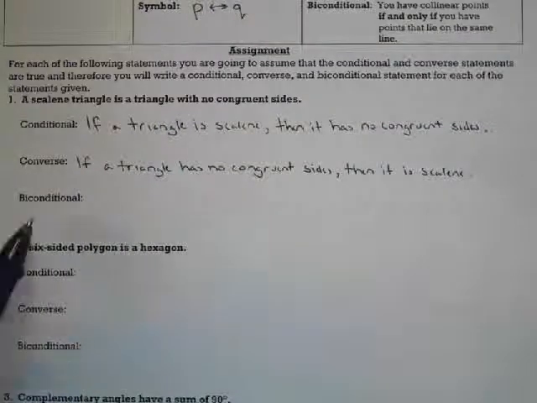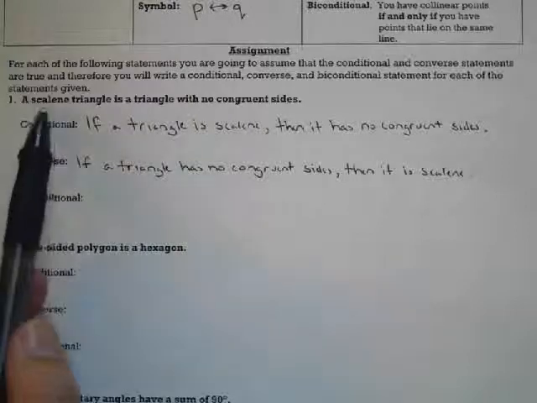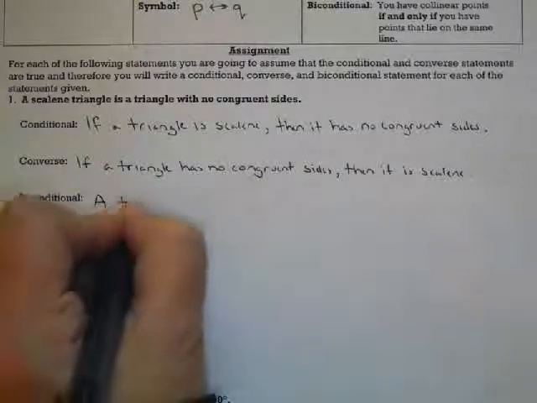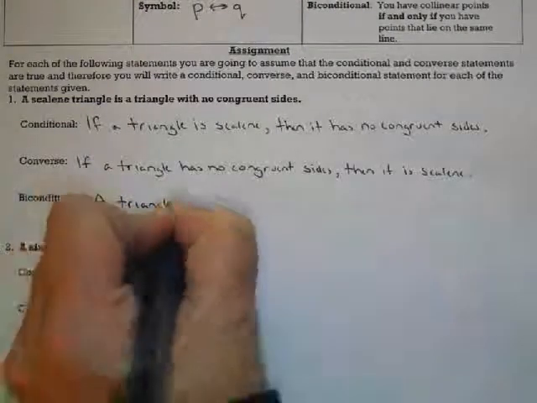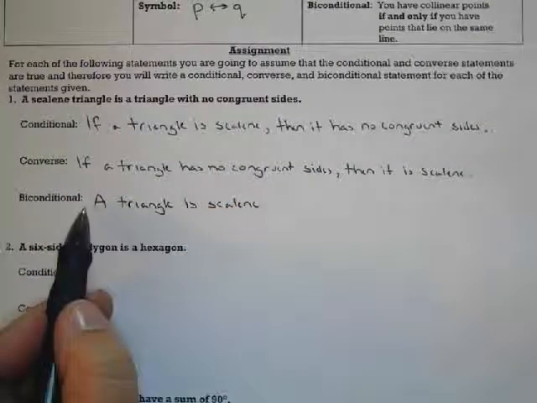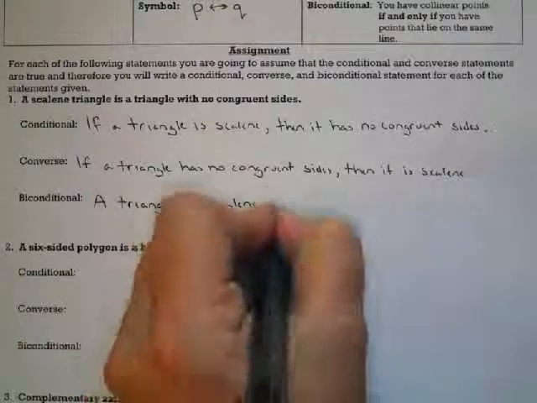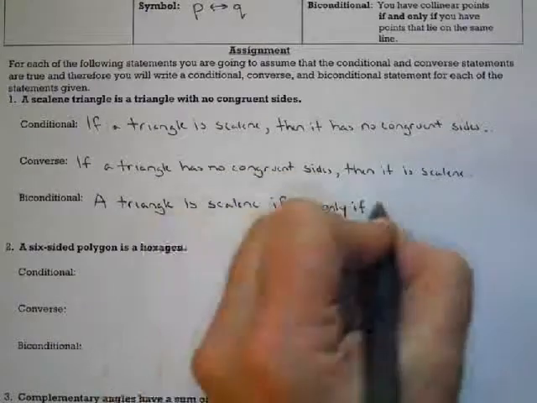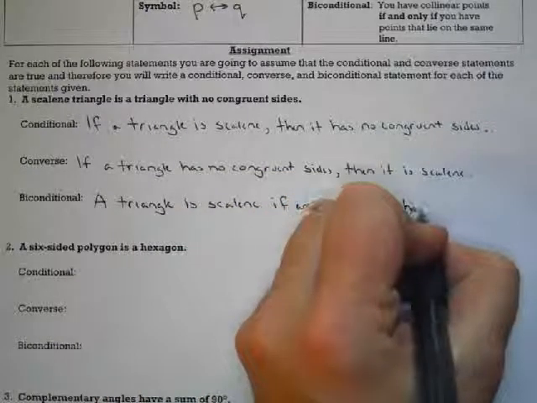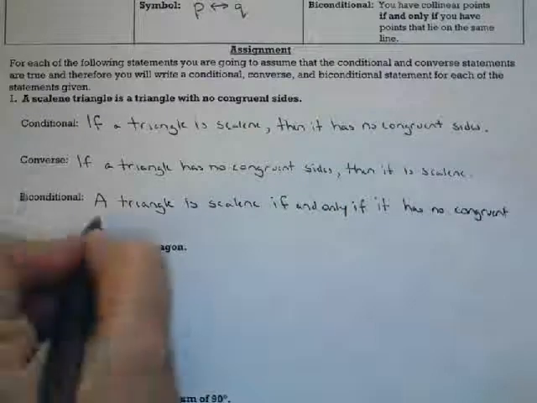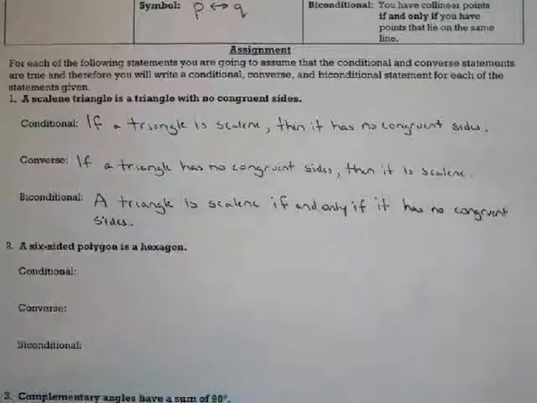For the biconditional, again, we start out with the original hypothesis. So, this triangle is scalene. Notice we no longer start with the word "if." This triangle is scalene if and only if it has no congruent sides. So you can see these are a little bit more strict. "If and only if" implies that there's a very strict condition for something to be true.